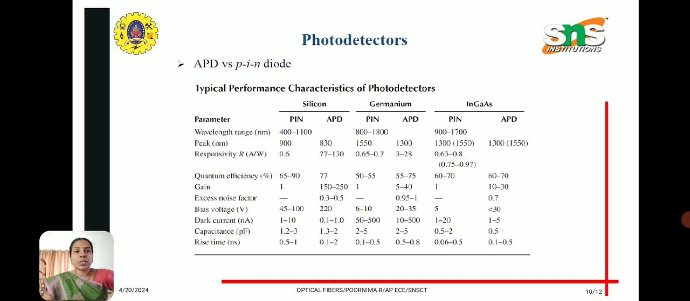This is the comparison between APD versus PIN photodiode, and the performance characteristics of various photodetectors are shown for silicon, germanium and indium gallium arsenide.